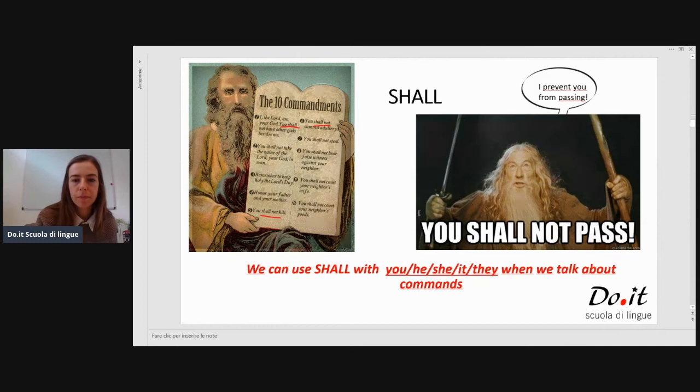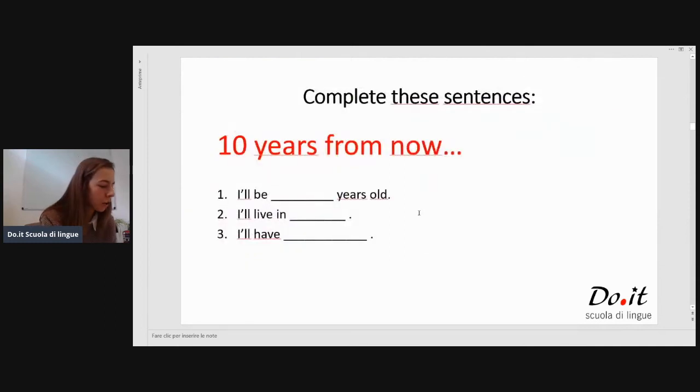Anyway, let's move on. We are going to complete these sentences. Let's try to complete these sentences. So, 10 years from now, okay, wait a second, we have some technical troubleshooting. Are the comments working? You can see the comments. Okay, because this says comments are deactivated, but I can see some comments actually. All right. Anyway, guys, try to write in the comments. Hopefully it's working. So, 10 years from now, I will be how many years old?